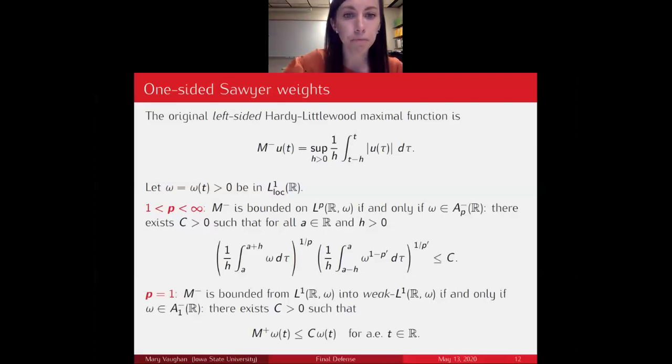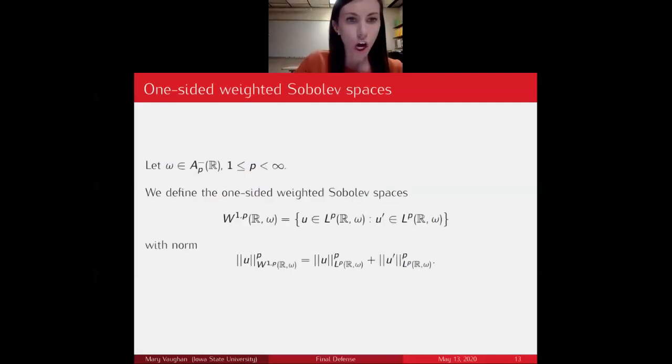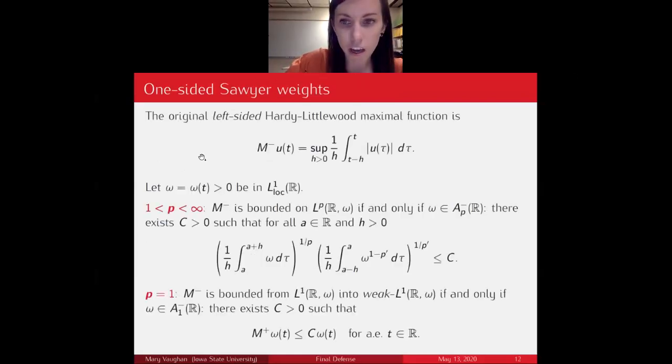So you can see from the operator as well as these conditions that these weights are indeed one-sided. So for one of our weights, omega in AP minus, and maybe I'll go back briefly and just say that these are a very general class of weights. They include the classical Monge-Ampere weights. They also include any decreasing function. So for example, e to the negative t is in the class of Sawyer weights. So a very general class of weights.